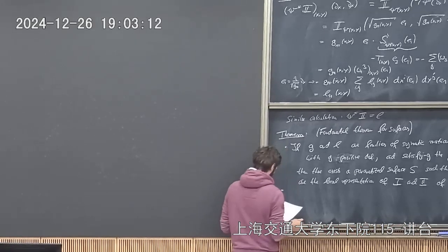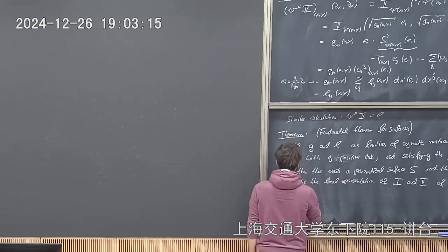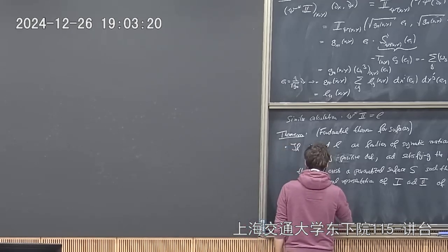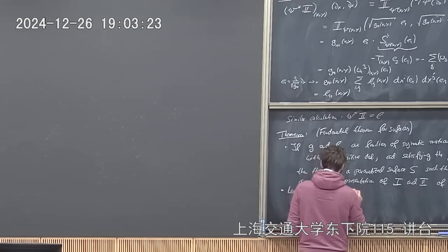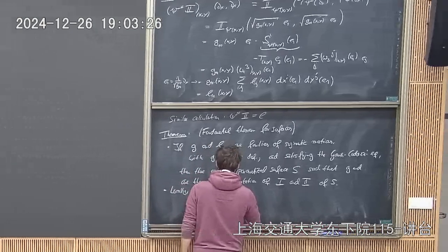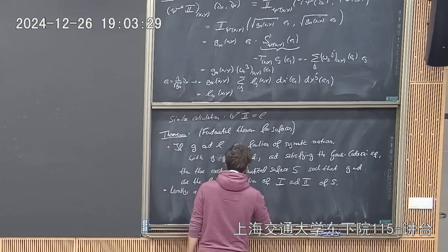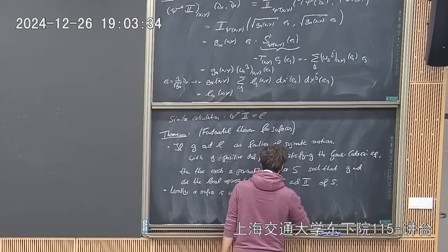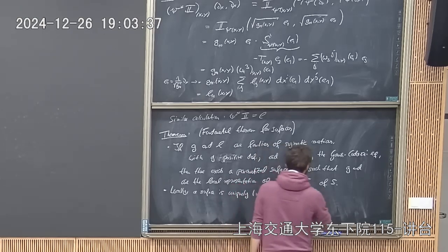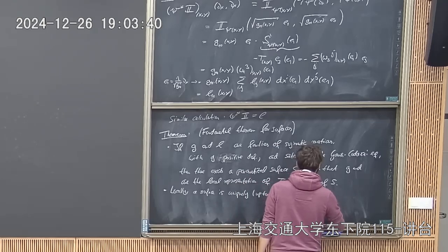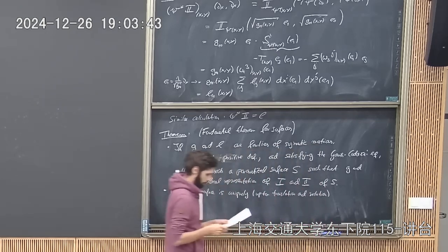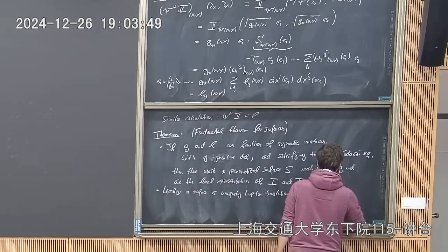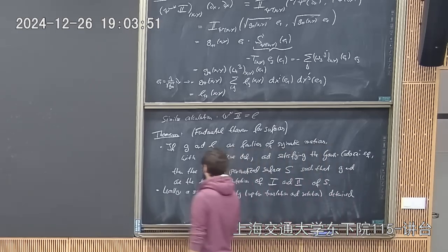And the second one says that locally a surface is uniquely, up to a global translation or a global rotation, determined by the first and the second fundamental form.